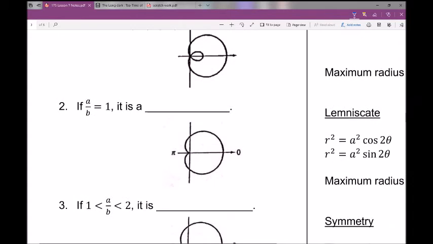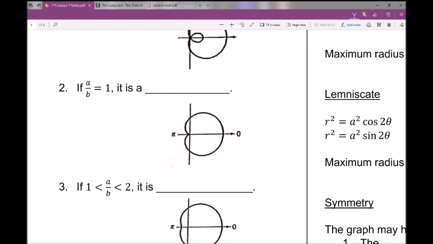The next kind is if A over B is equal to 1, and then we call it a cardioid. Cardioid might make you think of a heart, and that's exactly why we call it this. Because if you look at this and imagine a heart that's been rounded on the side, it looks a bit like a heart. Maybe, I don't know. So that is a cardioid.